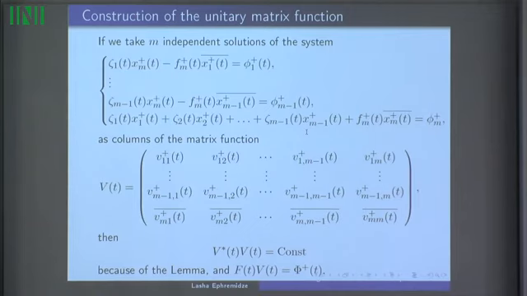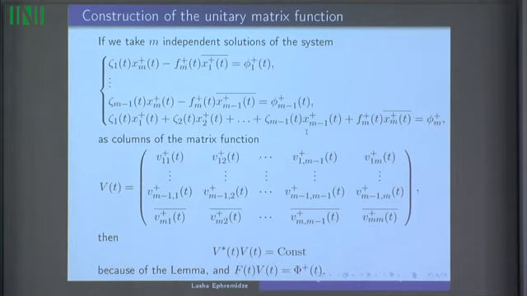So when we take these solutions of this system and put them as columns here, since we knew that this scalar product was constant, we see that this condition will be satisfied. And because of this condition, this will also be satisfied, that this product will be analytic. Therefore, we achieved our goal.